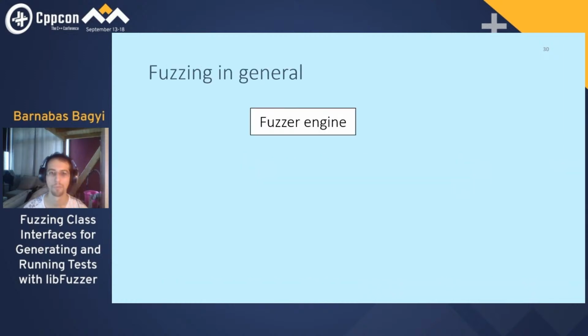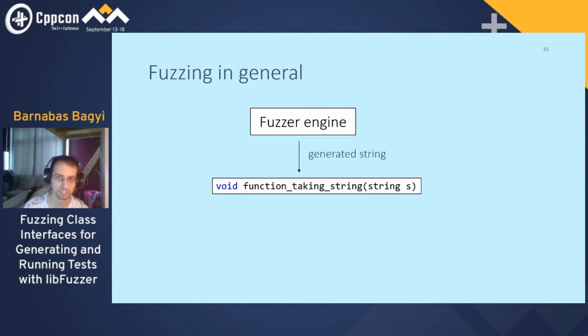Great. So let's see how a general template of a fuzzer looks like. The main act of fuzzing is done by the fuzzer engine. What this fuzzer engine does is that it generates a string which is used as an argument to the test subject, the target function. This is the function that fuzzing is actually meant to test.